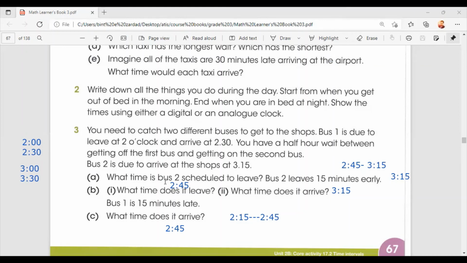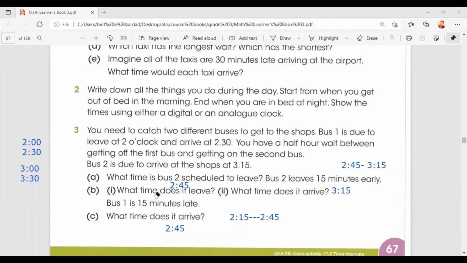Okay, what time is bus 2 scheduled to leave? Bus 2 leaves 15 minutes earlier. That's why the time is 3:15, because it leaves 15 minutes earlier. So this is not 3 o'clock, it is 2:45. So we write 2 hours 45 minutes. So this is the time for leaving bus 2 from the stop, and arrival time 3:15. So what is the answer for the 1? You need to write this too. This is the arrival time.